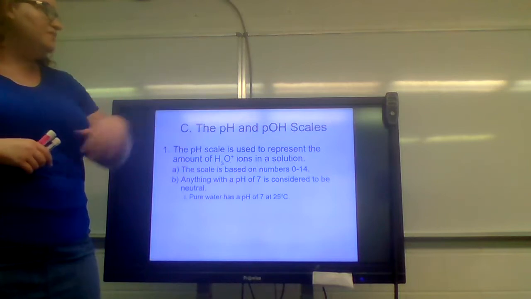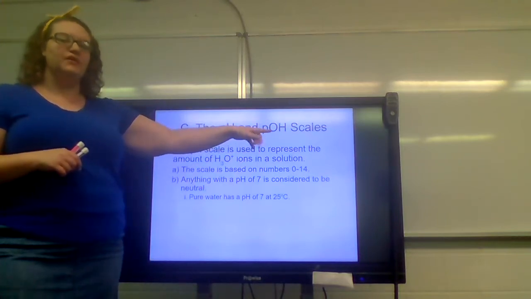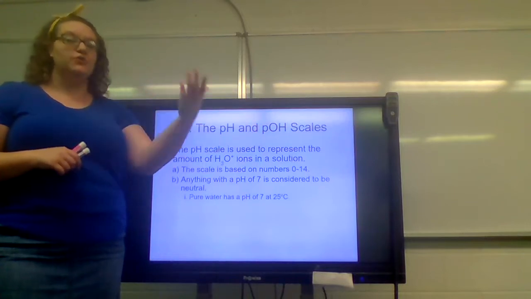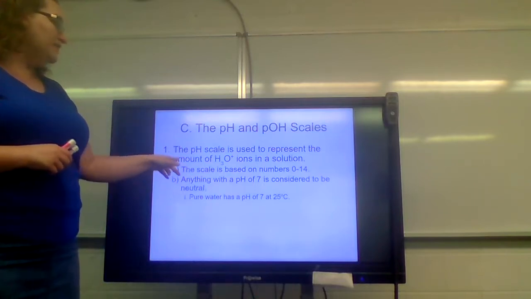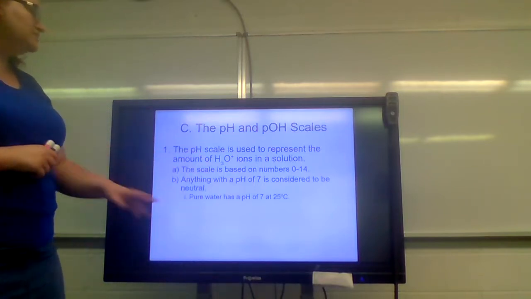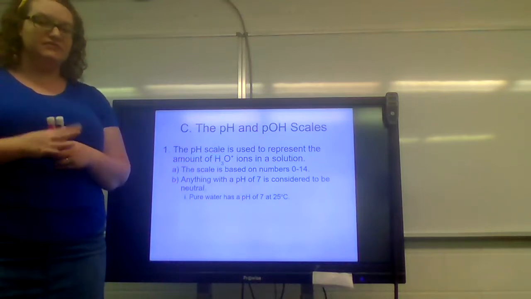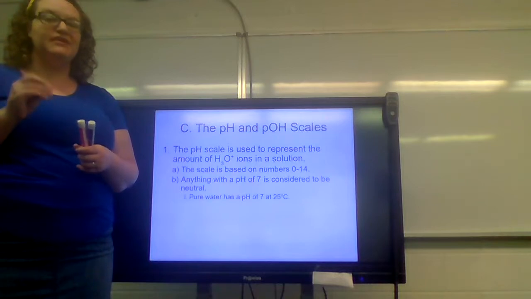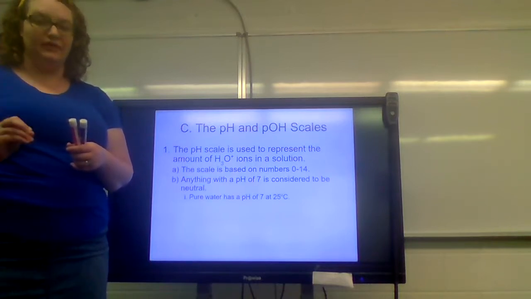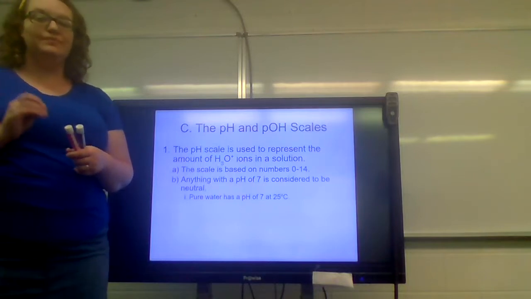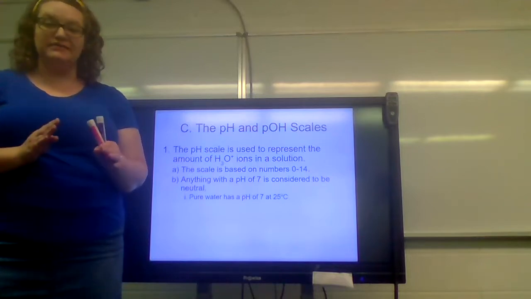So the pH and the pOH scales. You don't hear a whole lot about the pOH scale because most of the time people just work with the pH scale, but we are going to talk about both of them. The pH scale is used to represent the amount of H3O+ ions in a solution. This is important to remember: the pH scale deals solely with how many hydronium ions are there, okay? How much ability does this substance have to make an acid, okay?